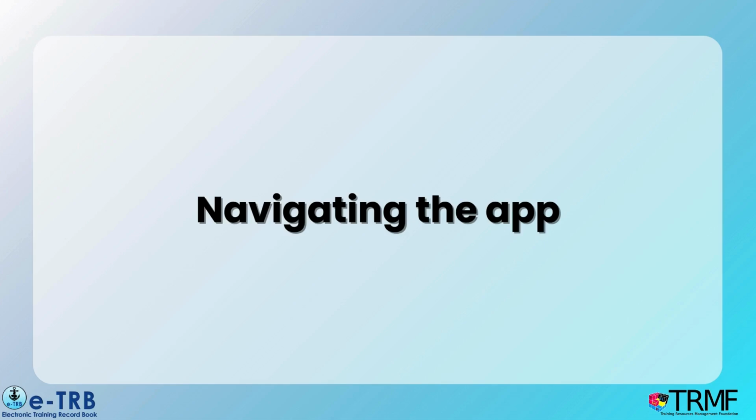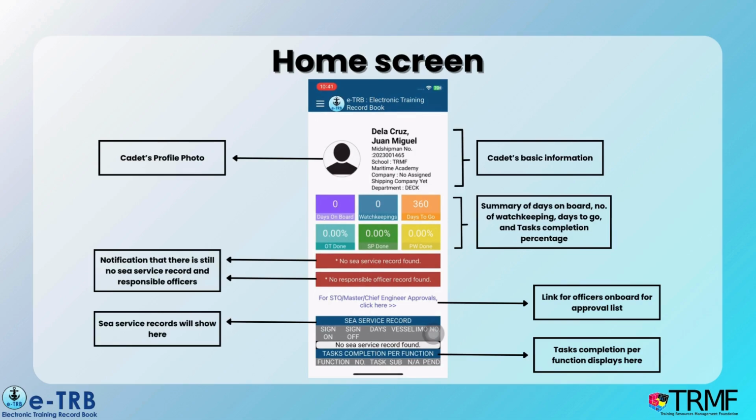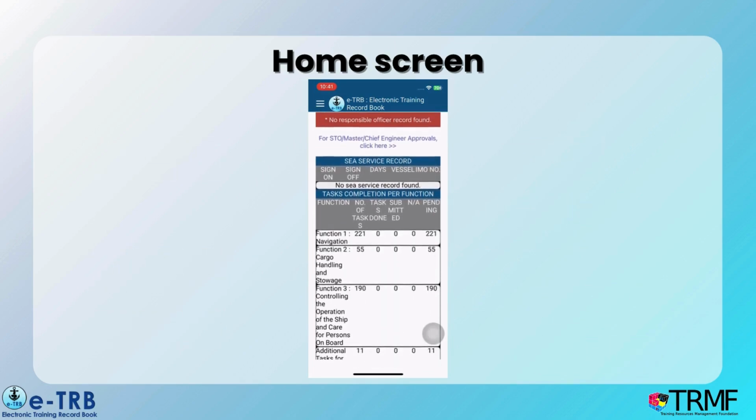Navigating the e-TRB app. On the e-TRB's home screen, you will see the following details: Cadet's profile photo, Cadet's basic information, summary of days on board, number of watchkeeping, days to go, and tasks completion percentage, alongside with notification areas, links to other forms, C-Service records, and tasks completion per function.